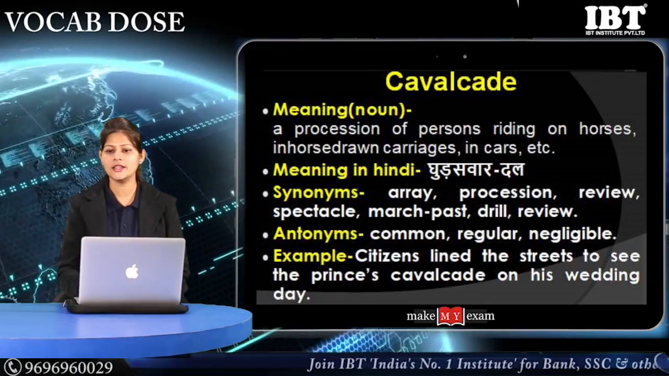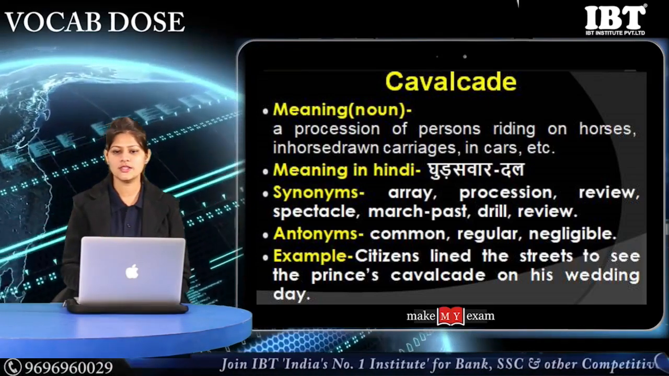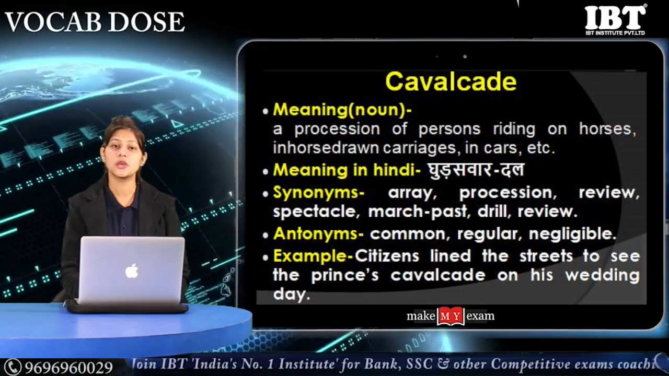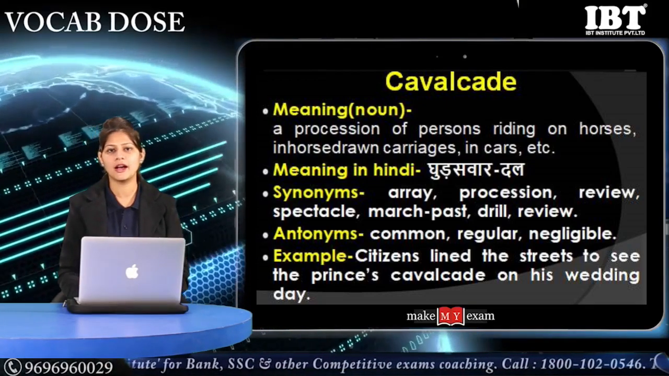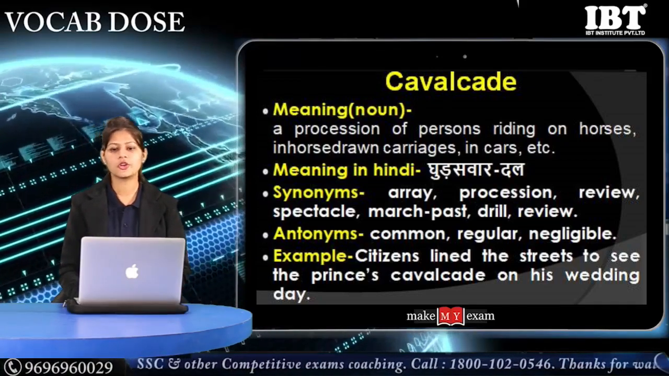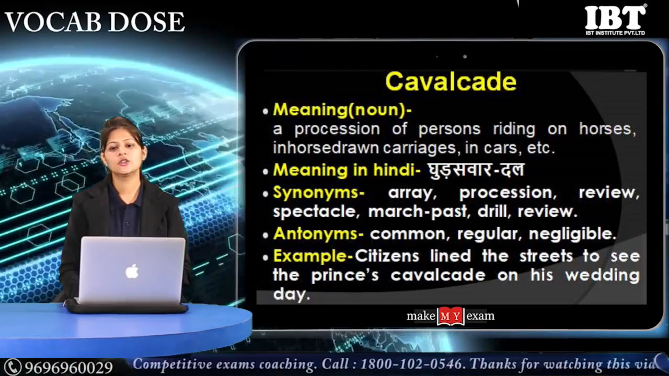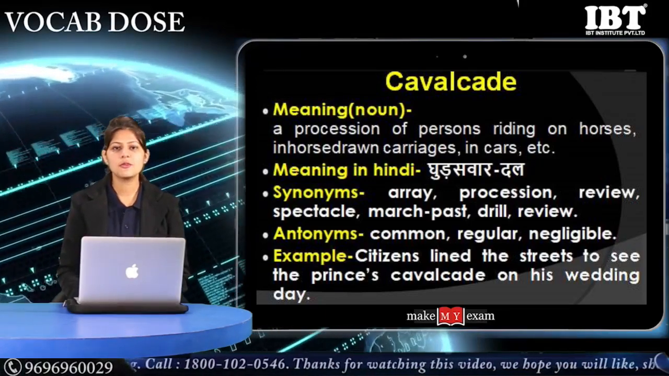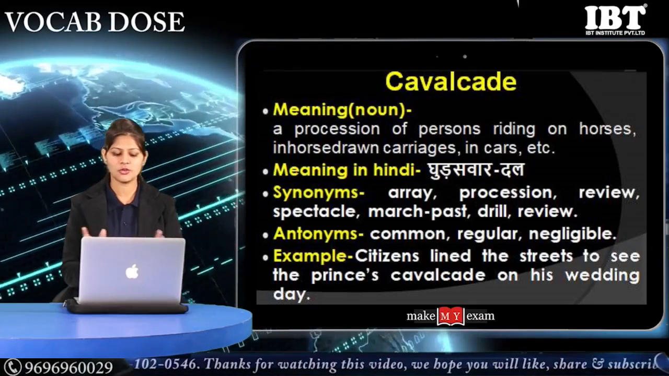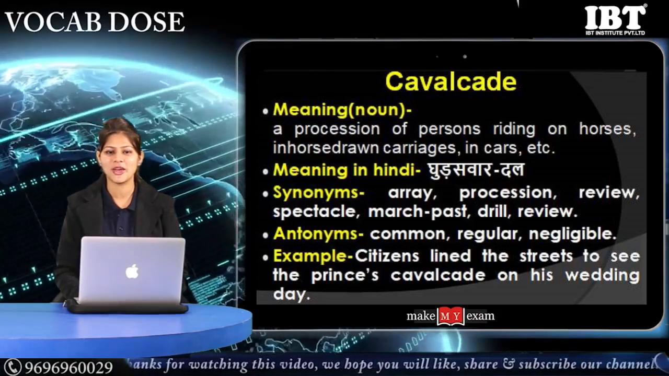It is: citizens lined the streets to see the prince's cavalcade on his wedding day. तो जहाँ पे एक prince की बात होती है तो वहाँ पे जब वो cavalcade के ऊपर streets में से cross करते हैं, वहाँ पे there is a huge queue of citizens in order to see the prince's cavalcade, right? Which must be decorated in a beautiful way.